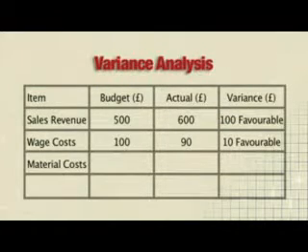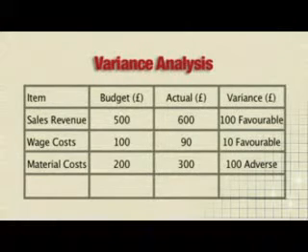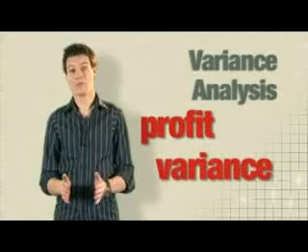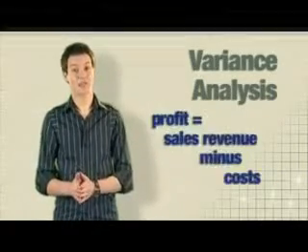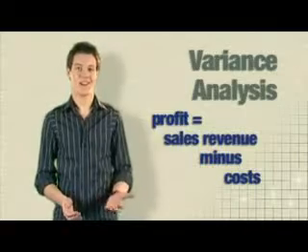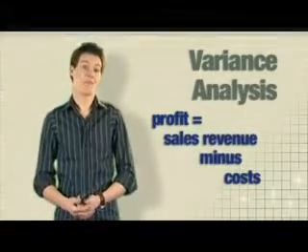The final one is material costs. The budgeted figure was £200, whereas the actual figure was £300. So that gives a variance of £100 adverse, because they had to spend more money on materials than they planned to. From this table, you could work out the profit variance. Remember that profit is sales revenue minus costs. So let's have a go at working it out using our table.